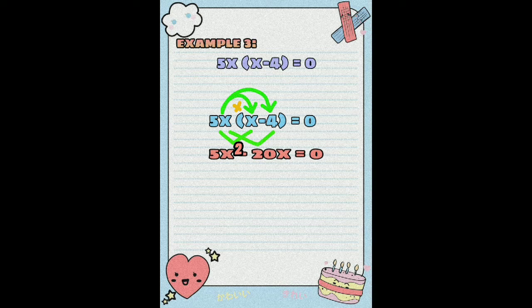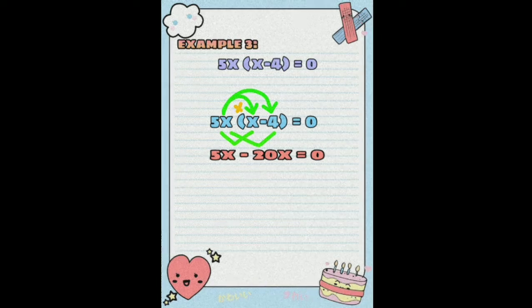5x quantity x minus 4 equals 0. To write an equation in standard form, perform the necessary mathematical operation. I-multiply ang 5x sa x at negative 4. Ito ang tinatawag na distributive property of multiplication. 5x times x is equals to 5x squared. 5x times negative 4 is equals to negative 20x. Kaya ang standard form niya ay 5x squared minus 20x is equals to 0.